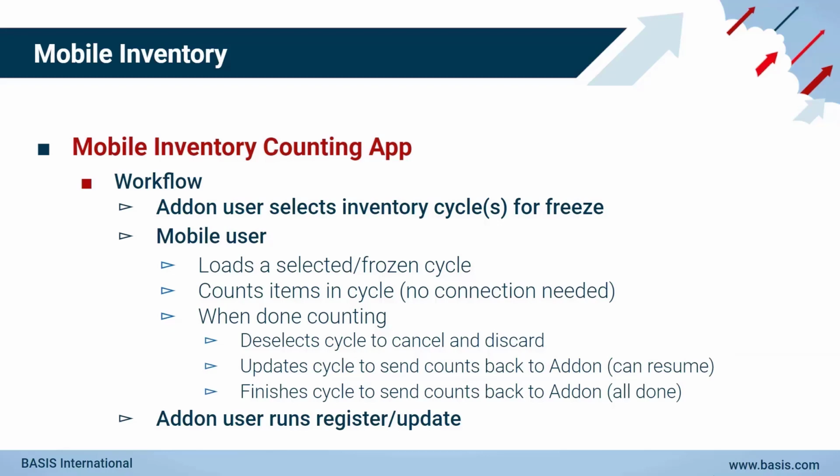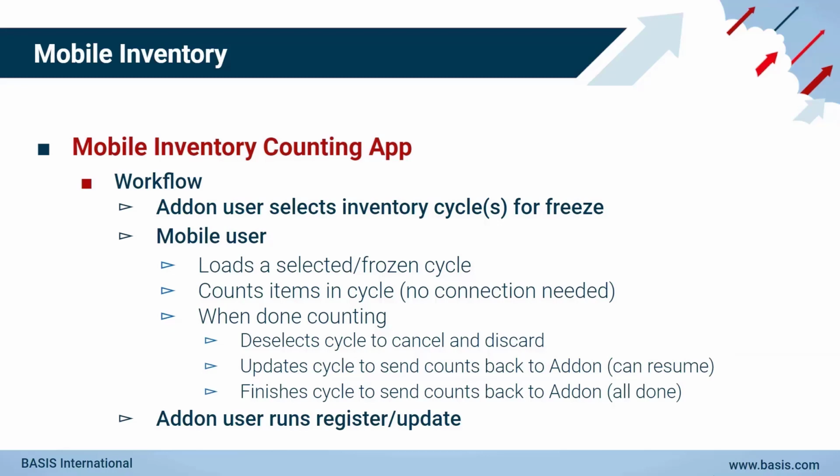There are a few options to choose from when done counting. The first, deselecting a cycle, is there in case the user selected the wrong cycle or for whatever other reason wants to just cancel what they've done. Nothing they've counted is retained, and the cycle is thrown back into the hopper for other users to grab and count. Updating a cycle will send anything counted so far back to the server and also make the cycle available to others. So this would be the choice if a user is logging out for a break or there's a shift change, and the same or different user will be going back in to finish the cycle.